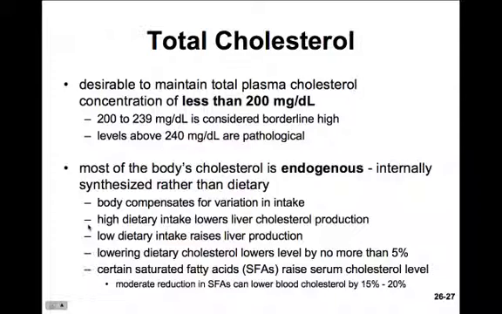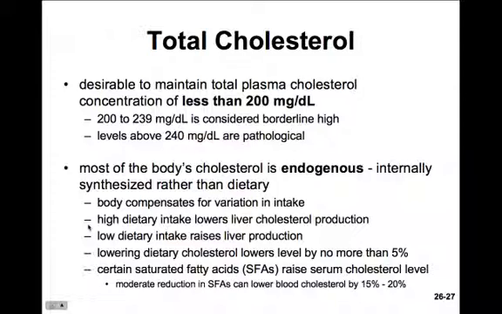That brings us to the idea of total cholesterol. It's desirable to maintain plasma cholesterol levels less than 200 milligrams per deciliter. Between 200 and 239 is considered borderline high, but above 240 is considered pathological, dangerous.